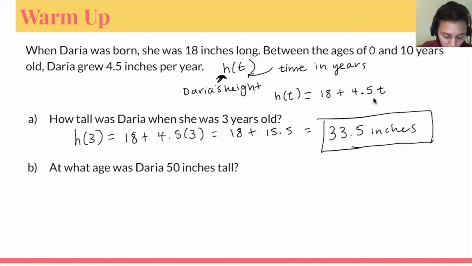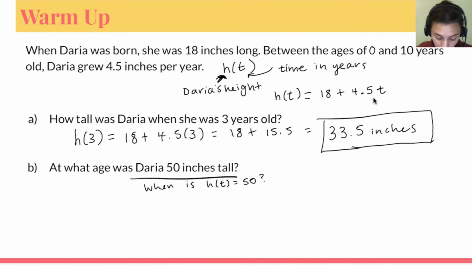So now we're looking for when is h of t equal to 50. So I'll set those equal. 18 plus 4.5 equals 50. I don't know if I'm prepared to do this math. I should have done it beforehand. Oops, I forgot my t. My t is right there.